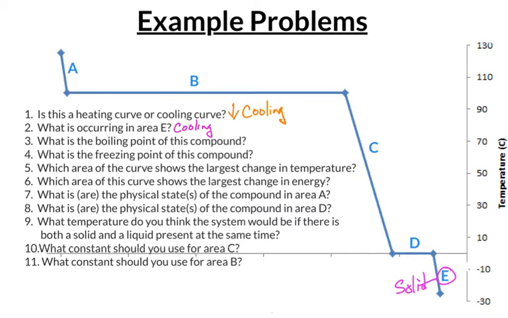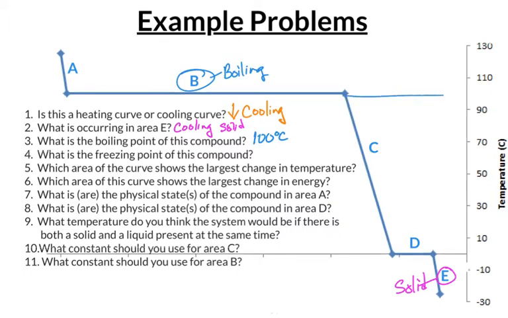Number 3, what is the boiling point of this compound? The boiling point is up here where we see both the gas and the liquid, and if we're going to reach straight across, it looks like it's really close to 100 degrees Celsius. What about the freezing point? That's going to be down here in area D, again where we see the flat area, and it is the lower one, and that one looks like it's 0 degrees Celsius.